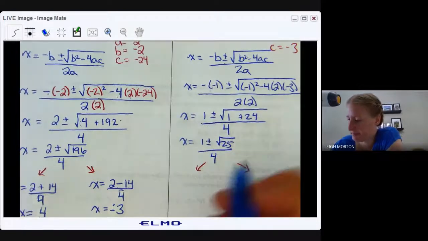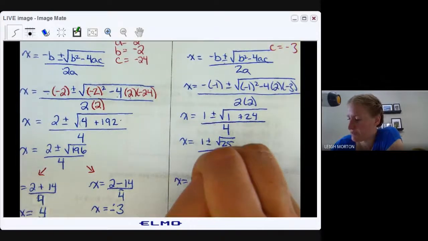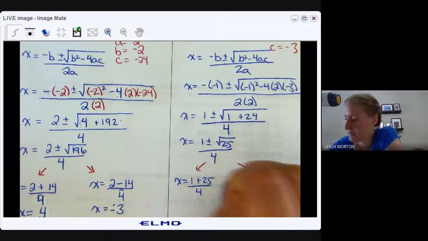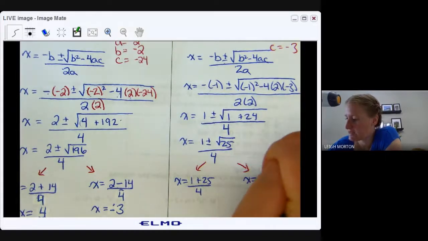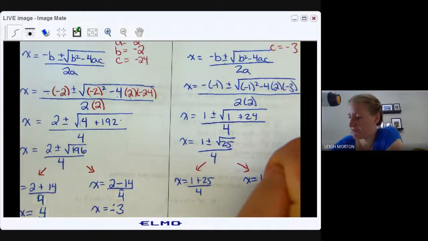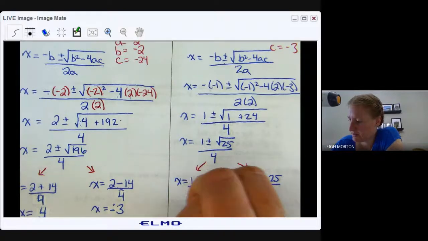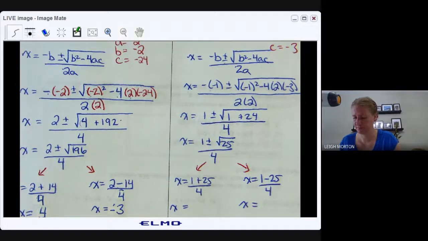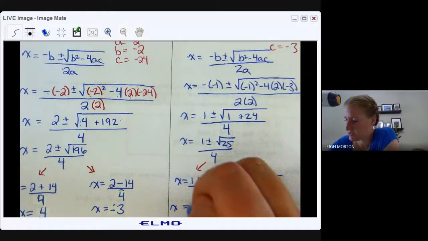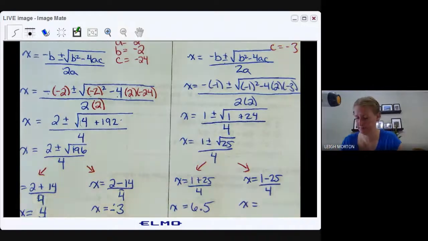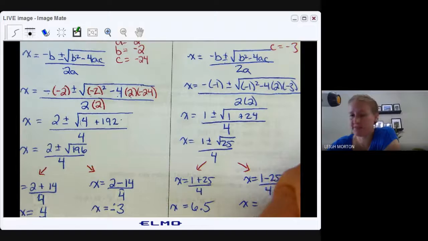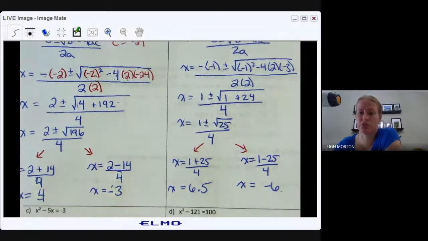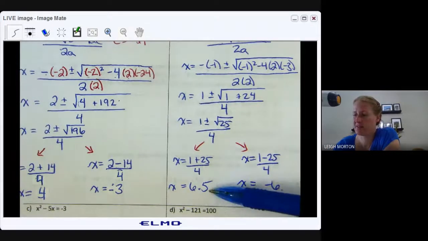Let's split that up. So x equals 1 plus 25 divided by 4, and x equals 1 minus 25 divided by 4. That gives me x equals 6.5 or x equals negative 6. There's my 2 zeros. And we can see here why we couldn't easily factor it.